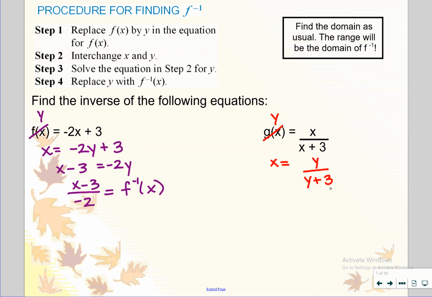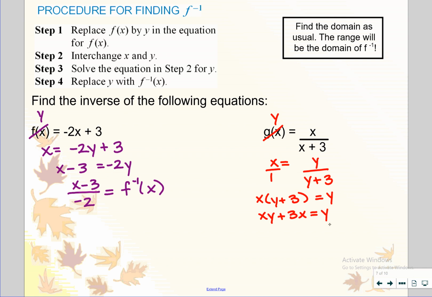This gets a little trickier because there's not just one y that I need to solve for. So I'm just going to make the equation a little nicer to start. You can think of this like a proportion, right? That x is over 1. What do we do when we have a proportion? I know you know it. Come on. Cross multiply. So x times y plus 3 equals y if I cross multiply. I'm also going to distribute my x in. xy plus 3x equals y.